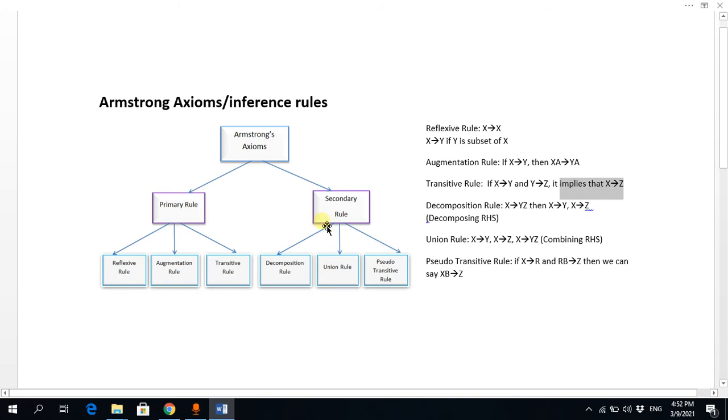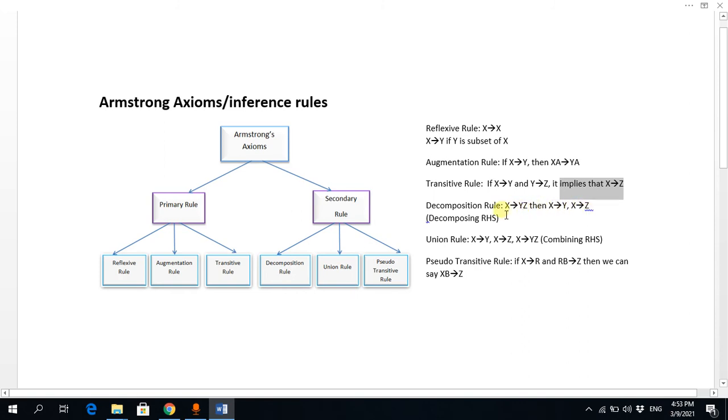In the secondary rules, the first rule is the decomposition rule, and it means you can decompose the right hand side of a functional dependency. Like if you have a functional dependency that says x can determine yz, you can also write it like x can determine y and x can determine z. So you are decomposing the right hand side, y and z.